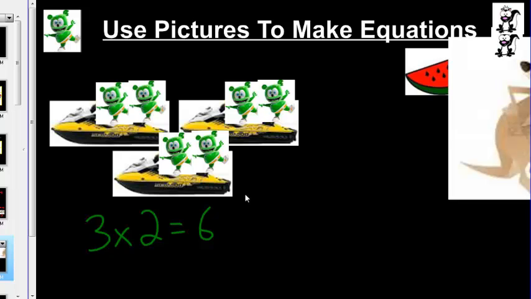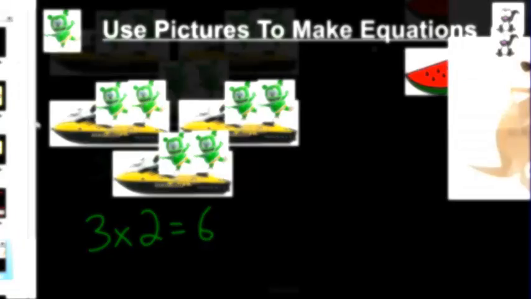That's the first question. I just made it up. I could have put more. I could have put less. I could put more gummy bears inside of the sea-doo. I could have put less inside of each one. But based on the picture I made right now, that's the equation.